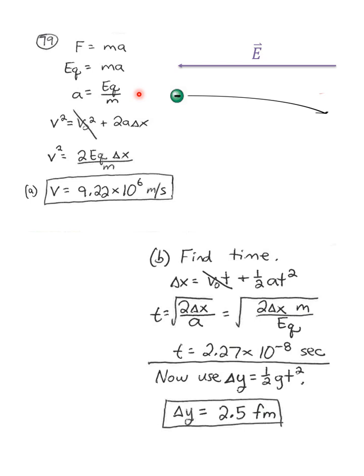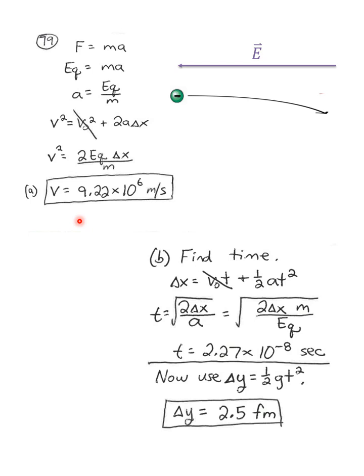Now, if we want to know how fast it's going to be going, we'll use this kinematic equation. V squared equals v naught squared, it started at rest, so that's 0, plus 2a times delta x, which means v squared is, let's plug in what we got up here for a, 2 times EQ over m, and then don't forget the times displacement. And then we solve for that, don't forget to take the square root of v squared. So v is a speed of 9.22 times 10 to the 6th meters per second.